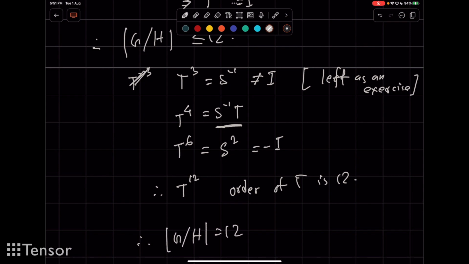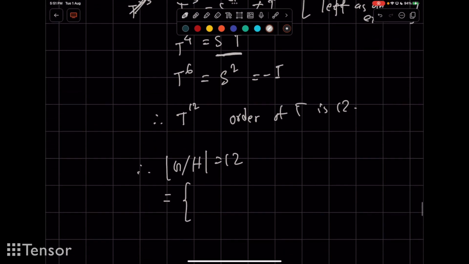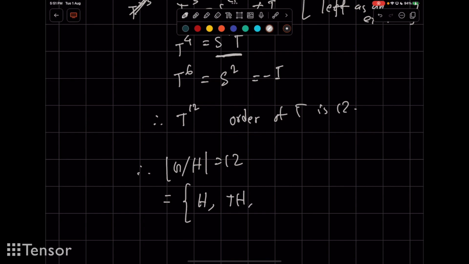And it's generated by one element. What do we call such a group? Cyclic group. And this group is precisely H, TH, dot, dot, dot, T to the 11 H. Right?